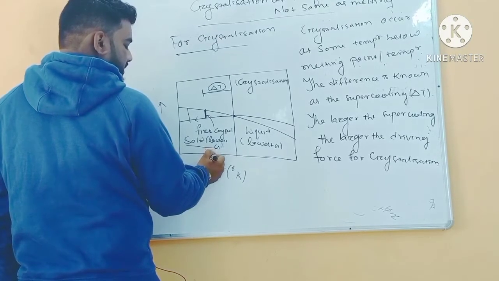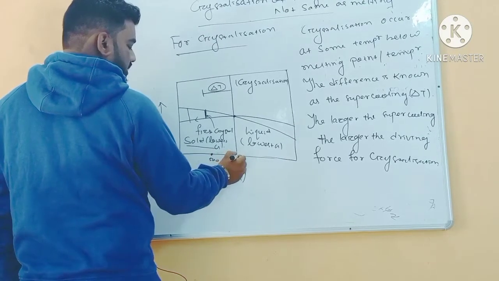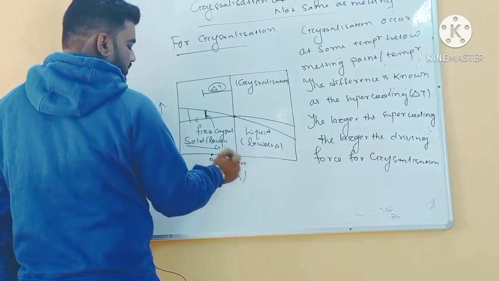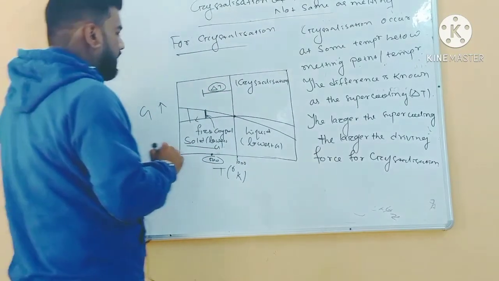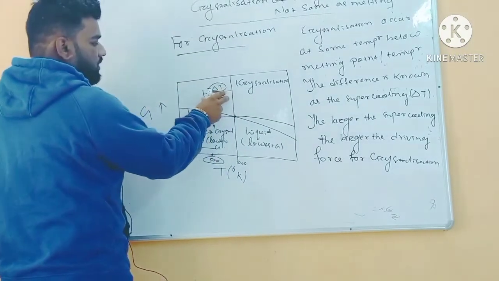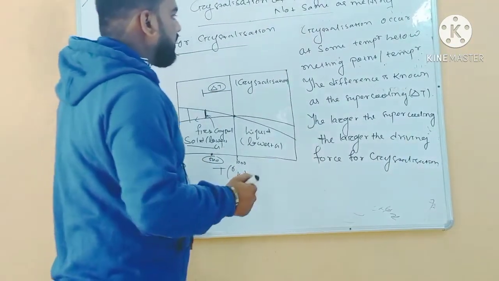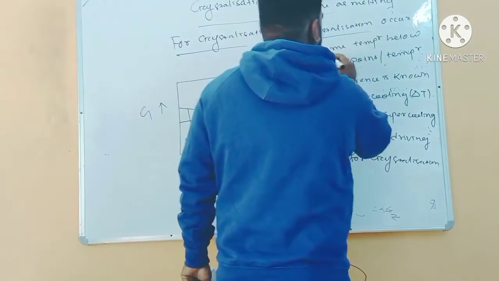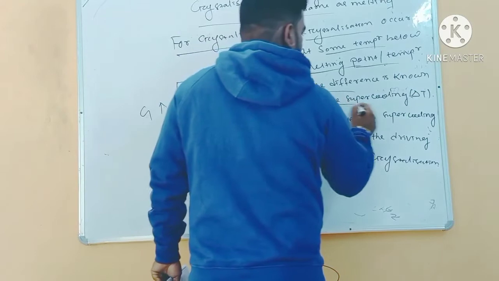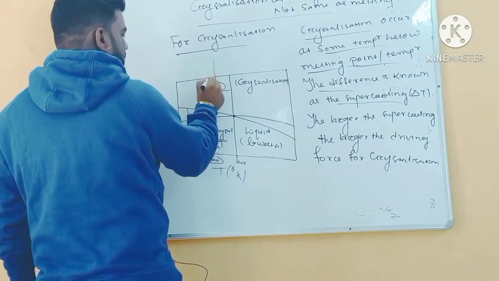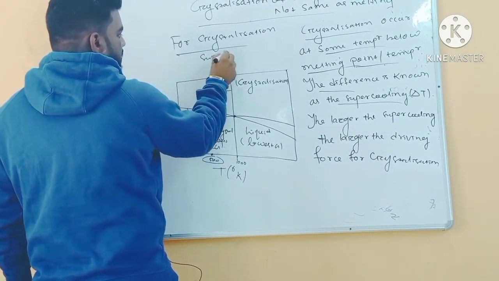So at this temperature, suppose this is 500 and this is 1000. So the crystallization is occurring at 500 degrees Celsius. Okay, and this cooling we know is called supercooling. Crystallization occurs at some temperature below the melting point temperature, and the difference is known as supercooling. This temperature difference is known as supercooling.